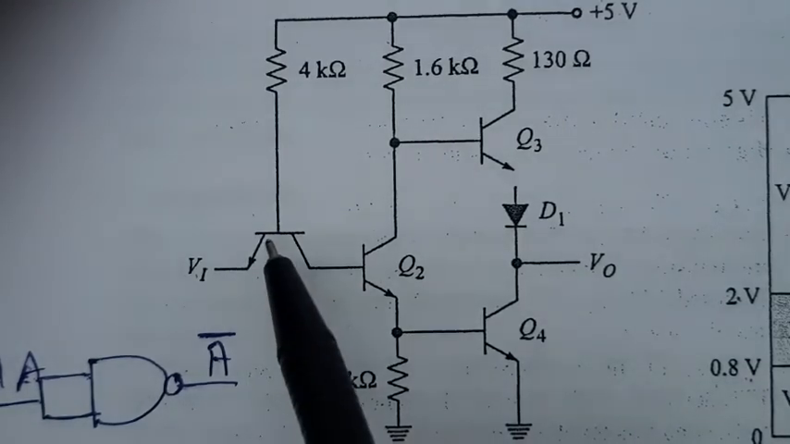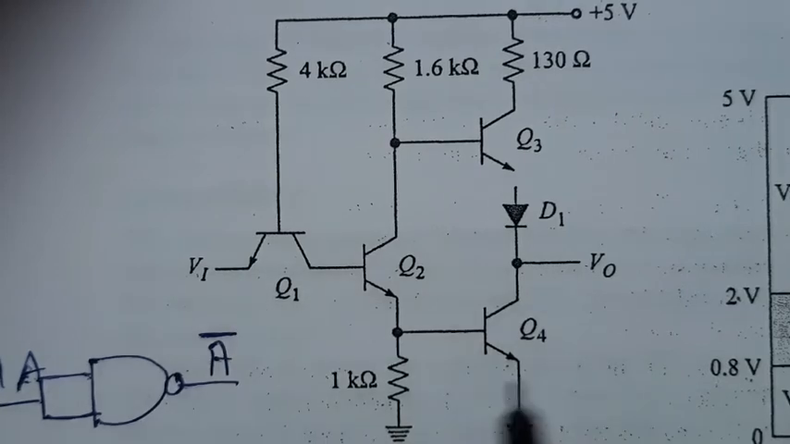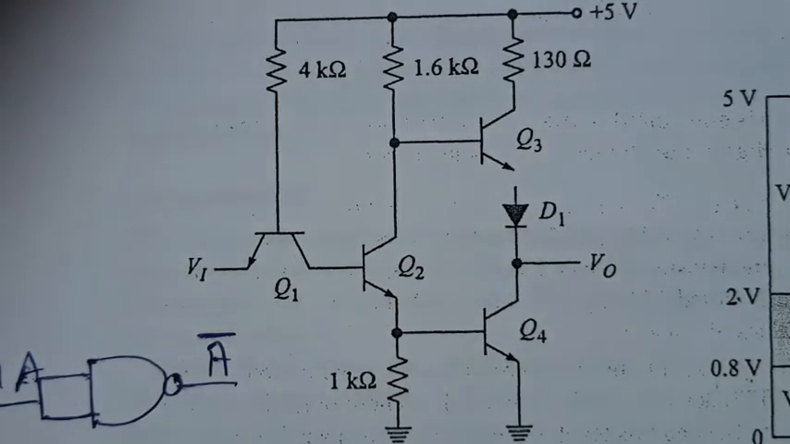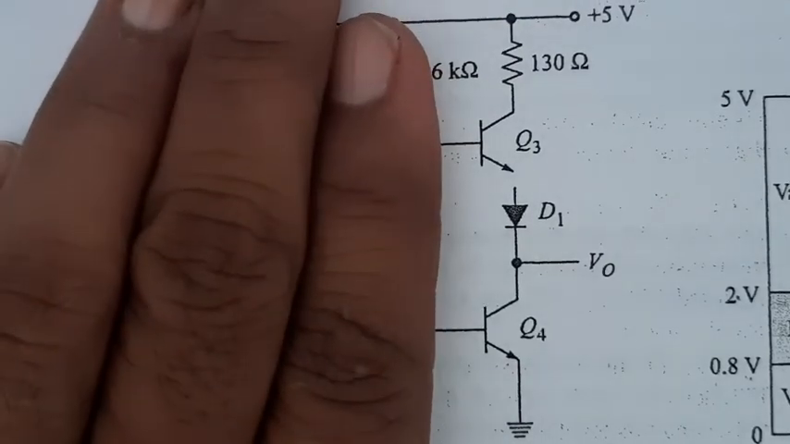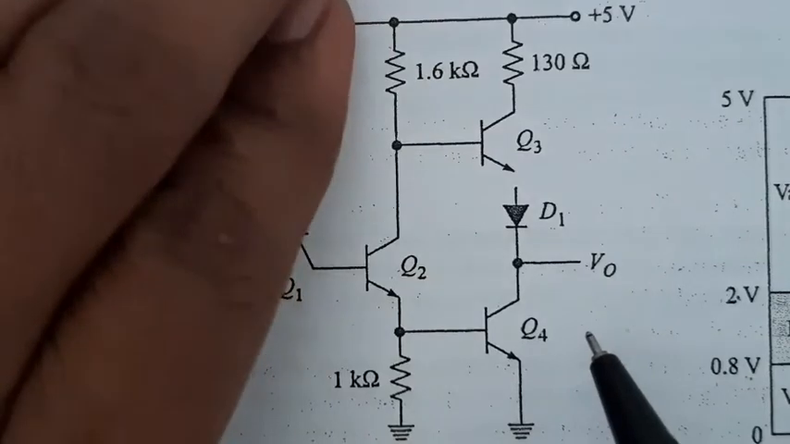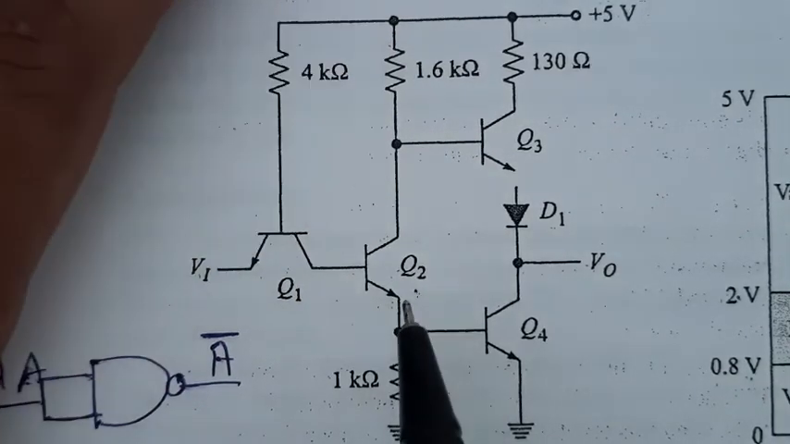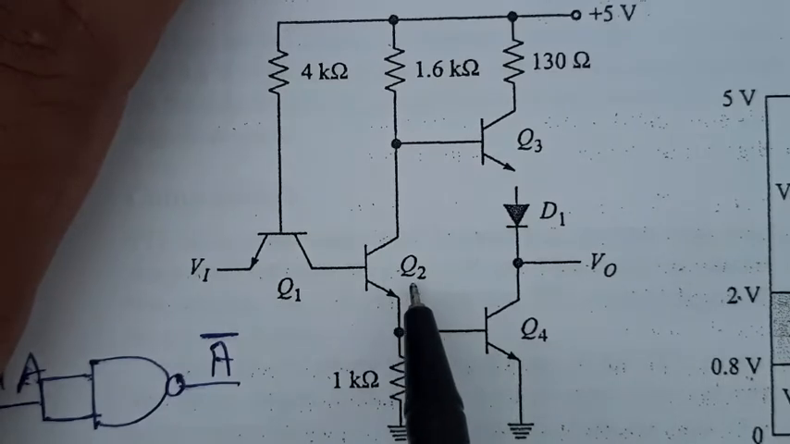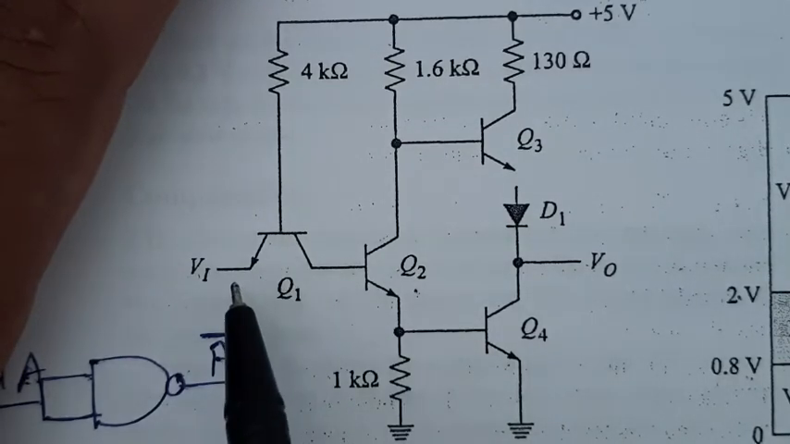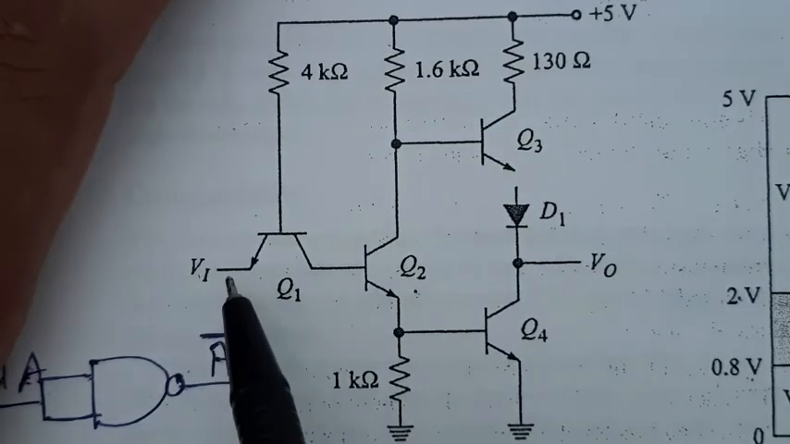Now instead of having two separate emitters, suppose there is a single emitter, then the circuit will work as an inverter. It is a bit simple because, as already discussed, there is a totem pole arrangement made up of Q3 and Q4. The totem pole arrangement is driven by transistor Q2, and now transistor Q2 is driven by a transistor with a single emitter. Now we will begin the discussion from the input itself.